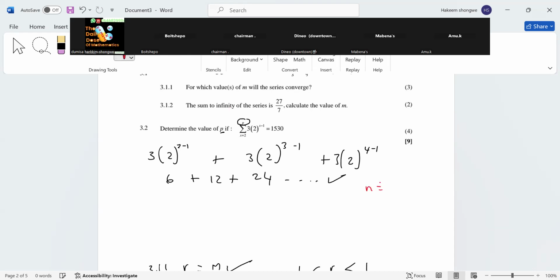How do you get n? You say top minus the bottom plus 1. So n is going to be the top. What is the top? It's P. Minus 1, which is the bottom. Plus 1. And the answer that we get is P minus 1. That's your n. I will give you a mark for this: n is equal to P minus 1. Okay, you can continue then.